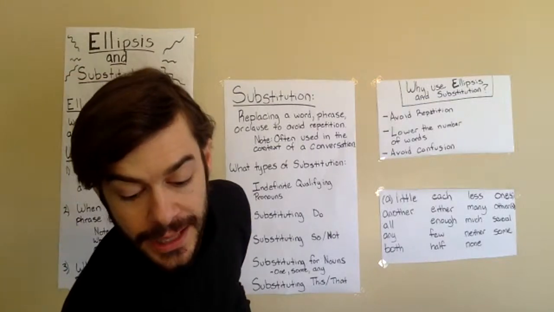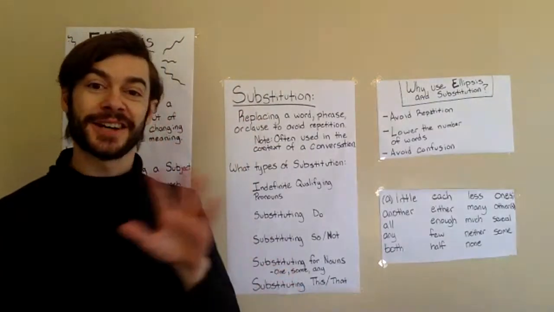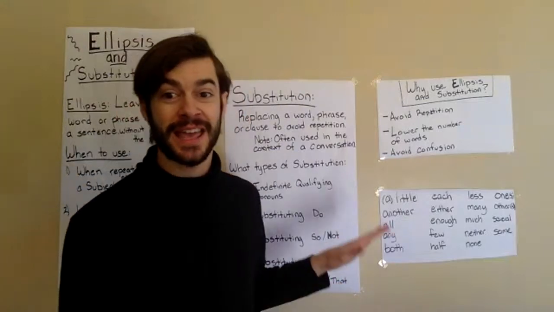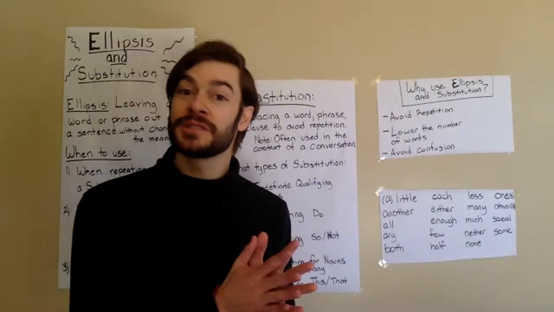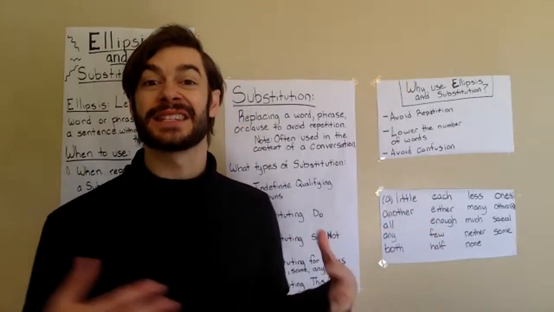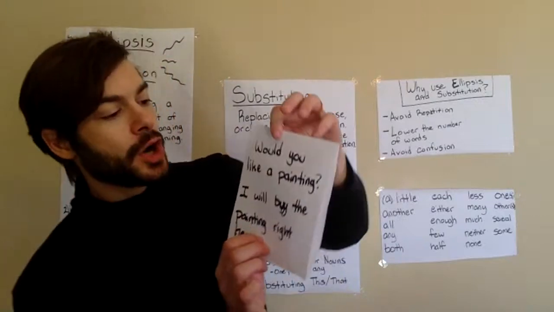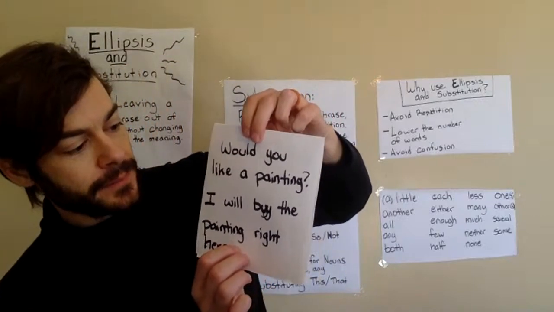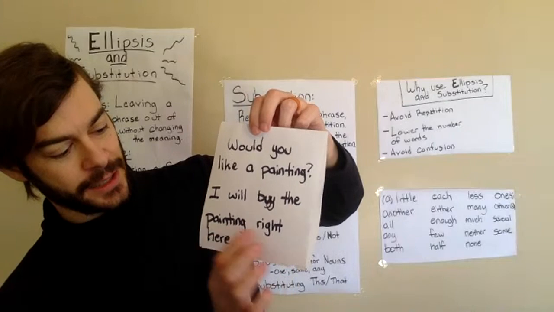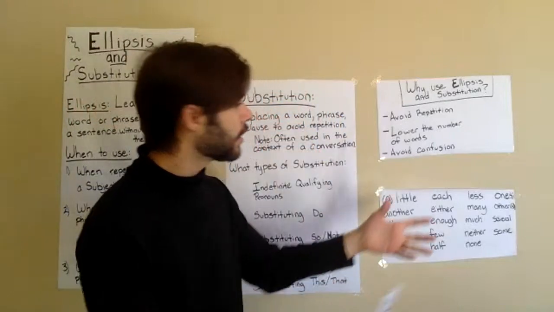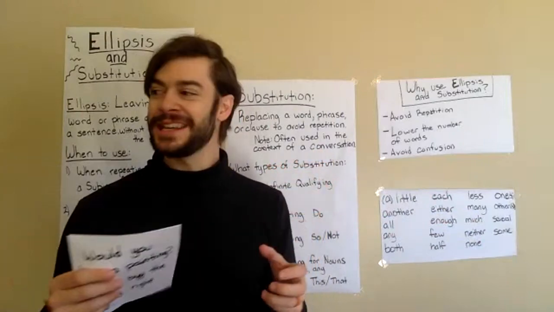So now let's go on to our last substitution. We have this and that, okay? This and that. We can substitute this and that depending on our situation. So if I have, would you like a painting? I could say, I will buy the painting right here. Would you like a painting? I could say, oh, I will buy the painting right here.